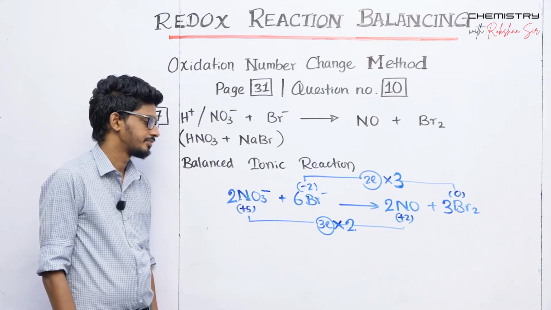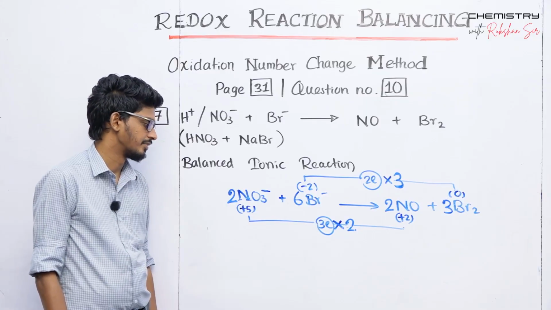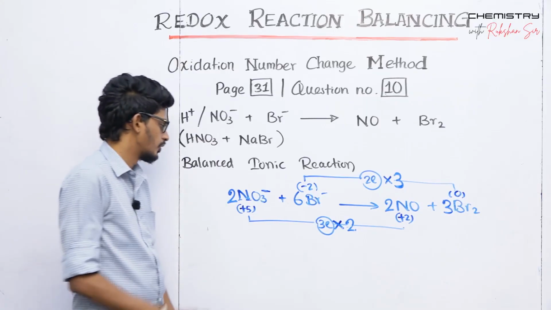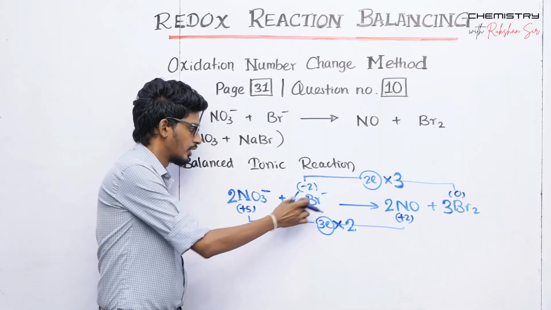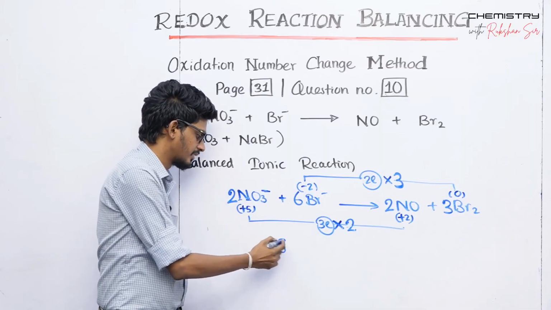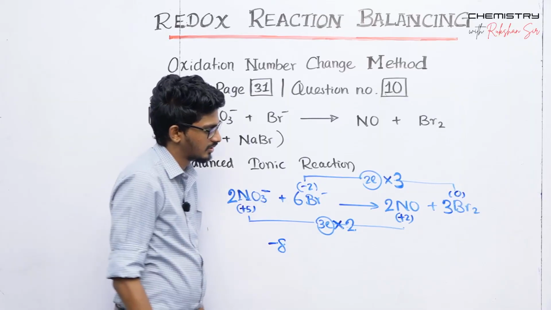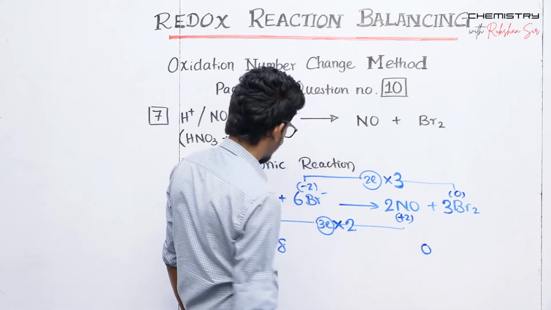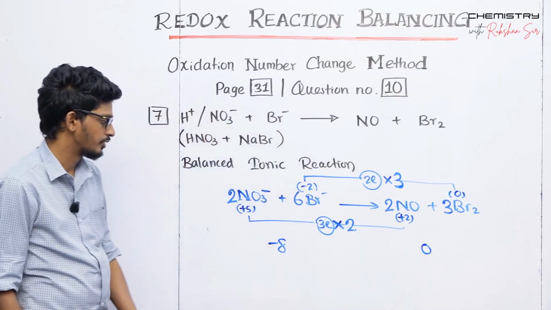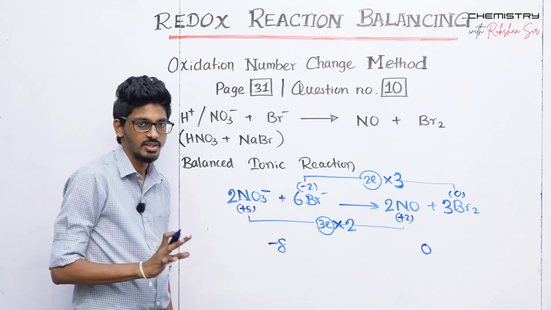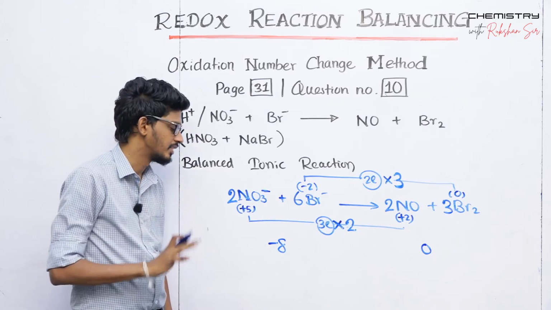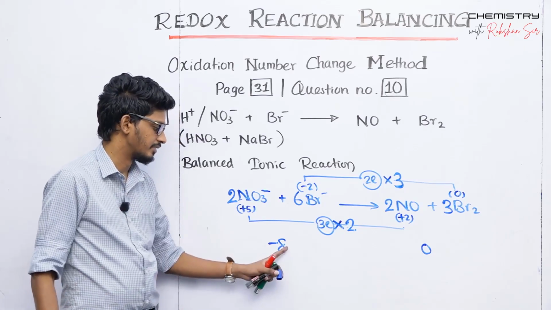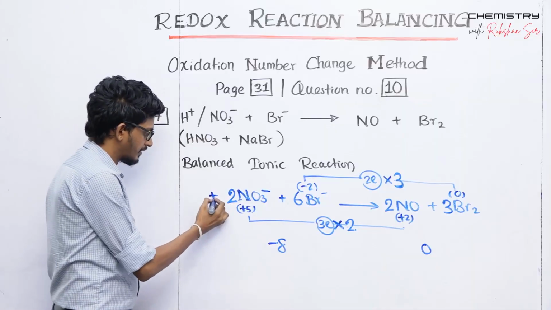Next one, balancing the charges, right? So you have minus 2 here, you have minus 6 here, altogether minus 8. The charge here is minus 8. So you have 0 here and 0 here, just 0. So 8 units of difference. So 8 H plus should be added to the side with least positive nature, that is this side. So 8 H plus should be added here.